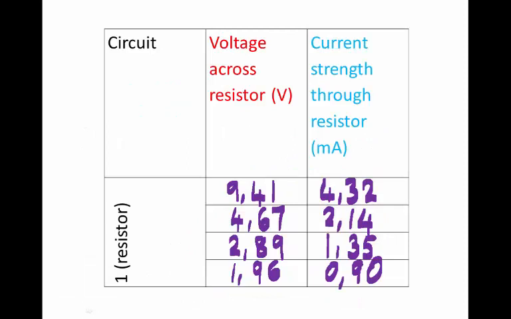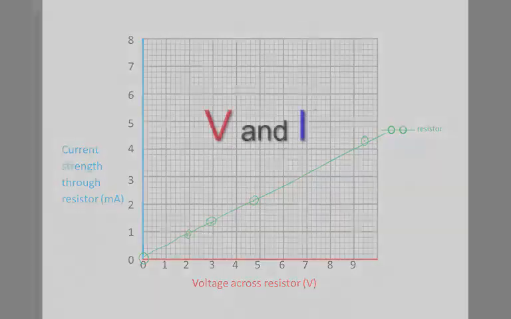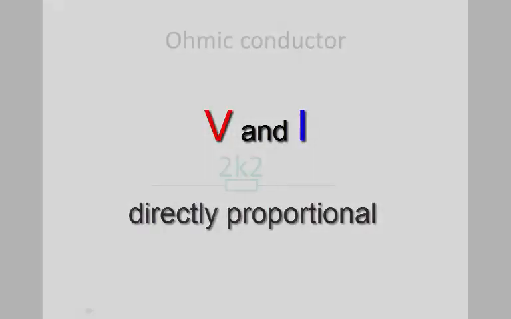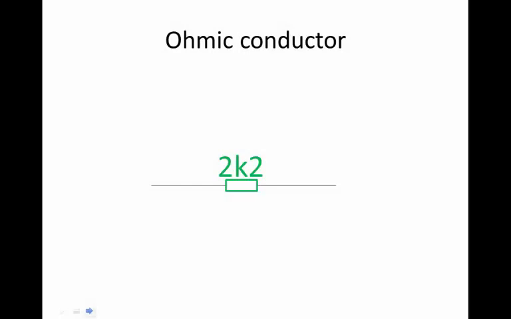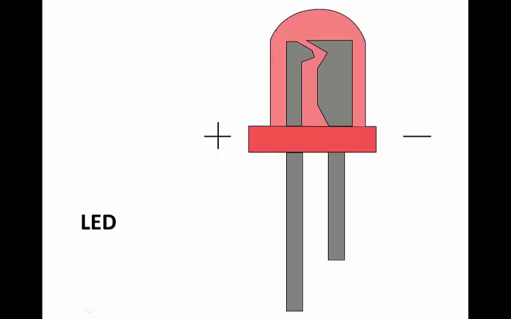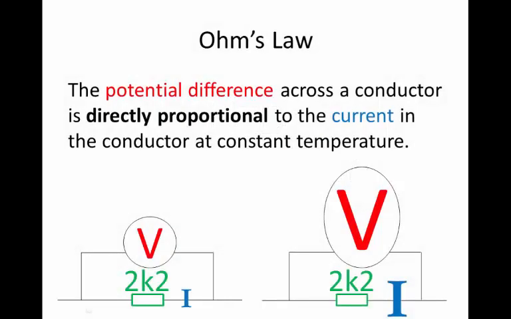And this was the data that we found, and it gave us a straight line graph showing that potential difference and current strength are directly proportional for this 2K2 resistor. That's true for all resistors, because resistors are ohmic conductors. Now let's use a similar process to find out whether an LED is also an ohmic conductor, whether it also obeys Ohm's law or not.